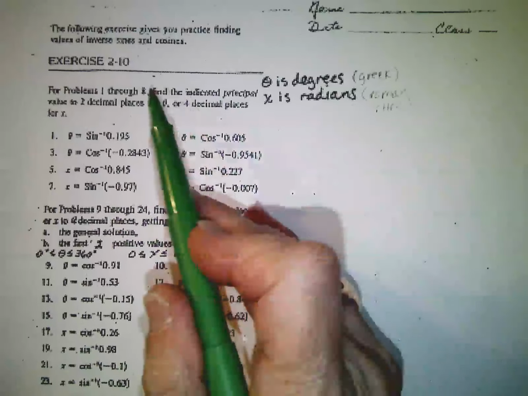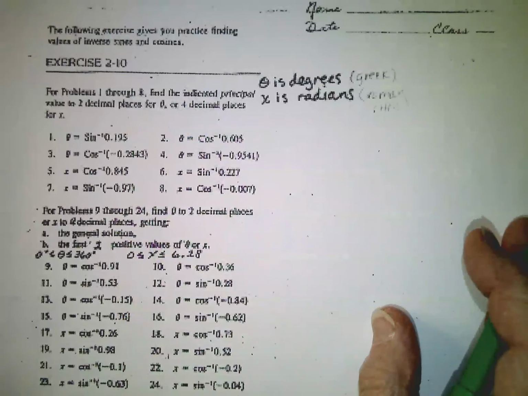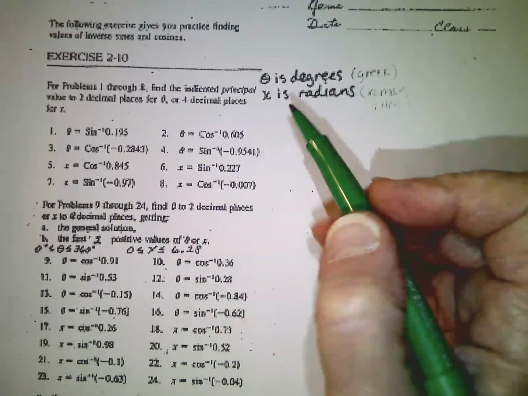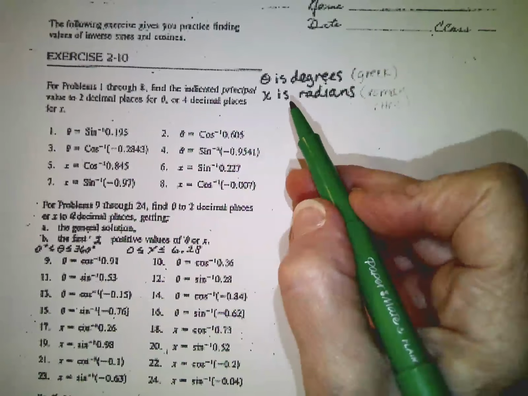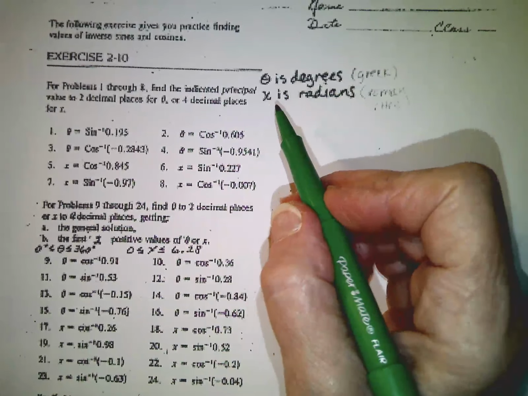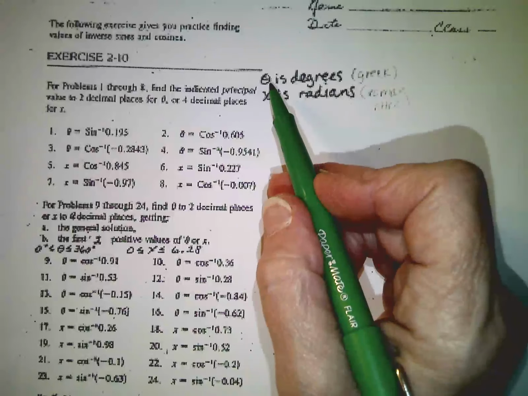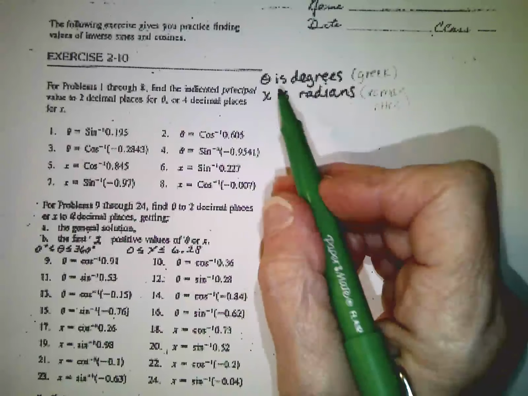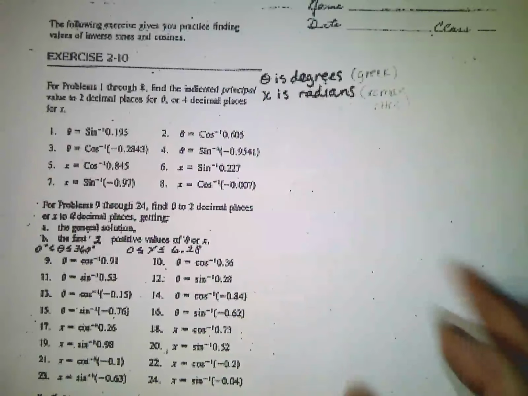Hoping you found this exercise 2-10 sheet. You can tell it's something I borrowed from the internet. Some textbook, it was out of chapter 2. And they are using a fairly common convention of Greek letters for degrees and Roman letters for radians. Not all textbooks use that. Some use Greek letters for everybody, some use Roman letters for everybody. This one, if they want theta, they want degrees. If they're asking for x, they want it in radians.